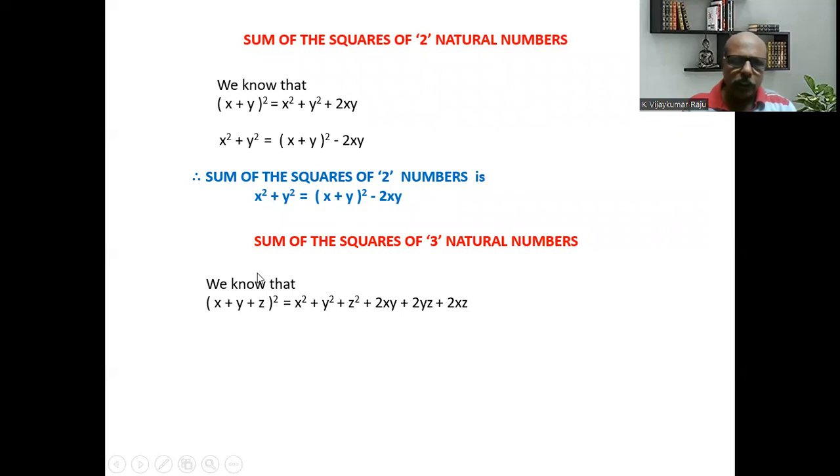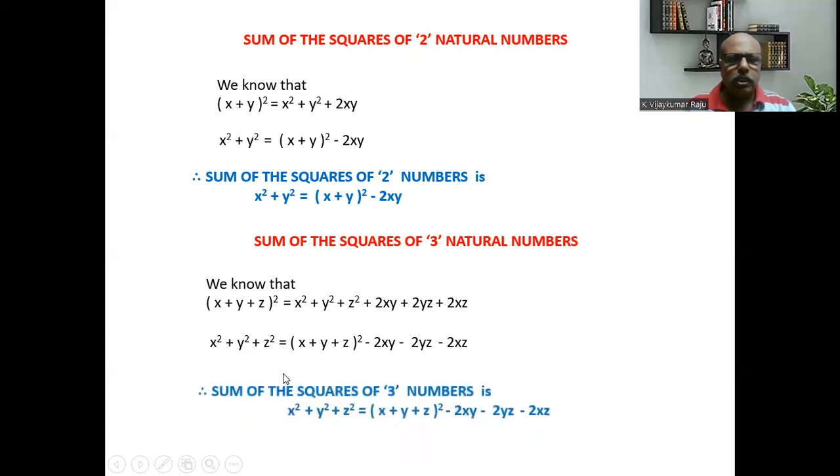So let's take the remaining terms to the left. You see it takes the form x² + y² + z² is equal to (x + y + z)² minus 2xy minus 2yz minus 2xz. So this is the squares of three natural numbers. So the sum of the squares of three numbers, x² + y² + z², is given by the formula (x + y + z)² minus 2xy minus 2yz minus 2xz.